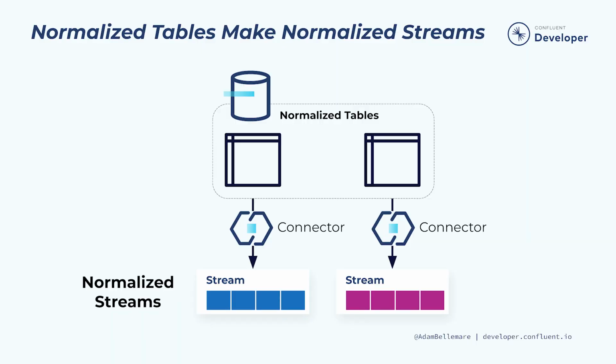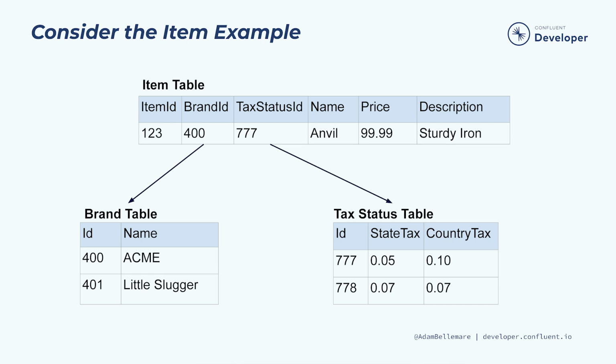Normalized tables often lead to normalized event streams. One common reason for this is that many people often start their event-driven journey with connectors that pull data directly in from the database and into a mirrored set of event streams. This approach is not ideal, as it creates a strong coupling between the internal database tables and the external event streams. Let's take a look at something a little more concrete.